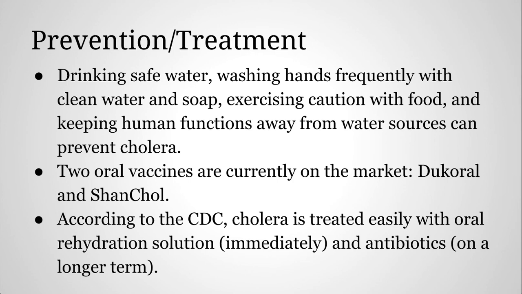So to prevent cholera, drinking safe water and frequent hand washing is important, but it's also important to use water that's safe, that can be boiled water or treated with chlorine. And obviously separating human functions and water sources is a good way to prevent cholera. So avoiding raw foods unless they have good peels in countries with a high risk of cholera, and cooking shellfish thoroughly, are all good preventative methods.